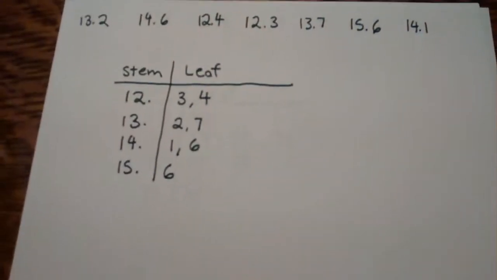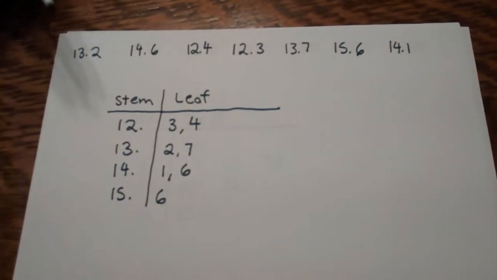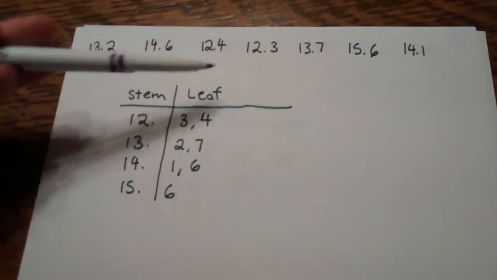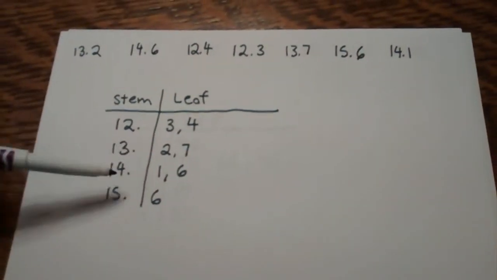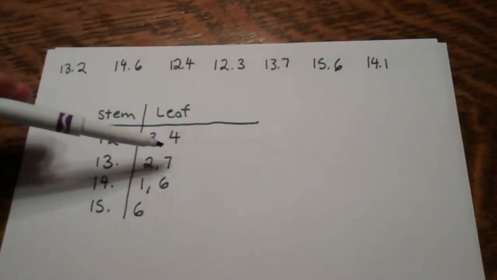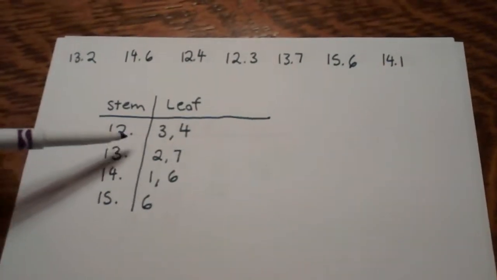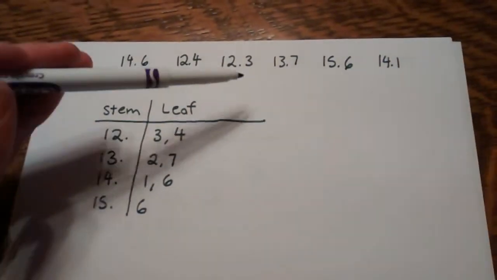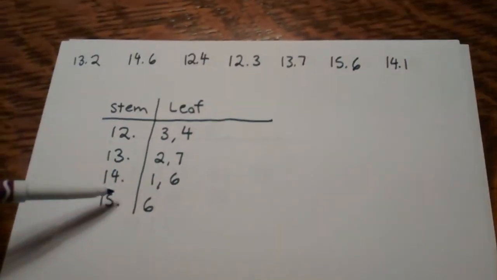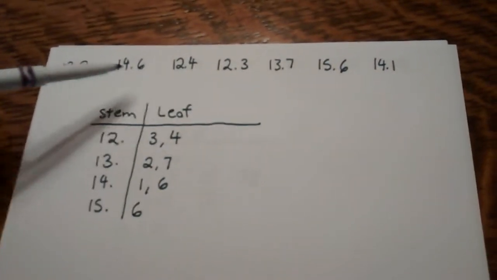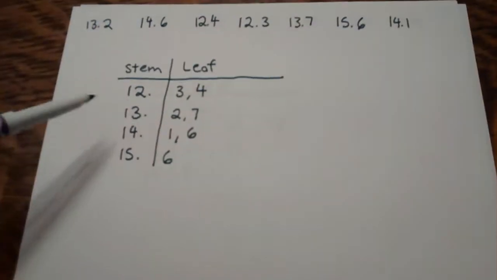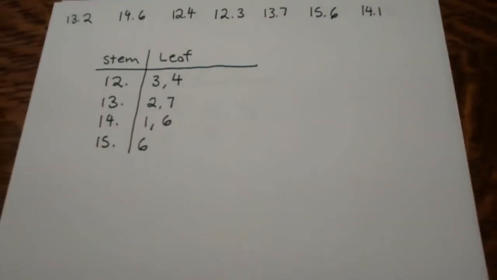This one has decimals in it, so 13.2, 14.6, and so on. Here, I made my stem all of those whole numbers that appear before the decimal. I also put the decimal there, and then everything that came after the decimal I made into my leaf. So if I read it correctly, 12.3, and sure enough, 12.3. 14.1, 14.1. So there is a stem and leaf plot that relies on decimals. Now here's another one.